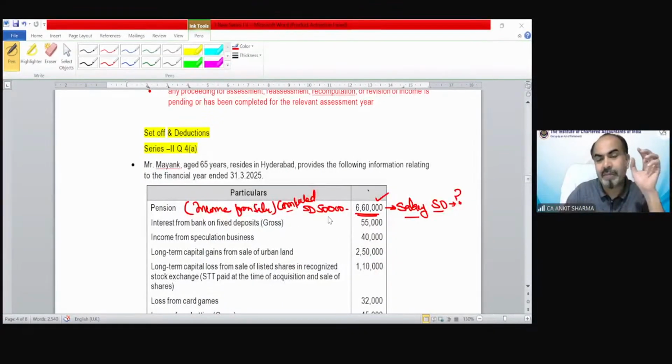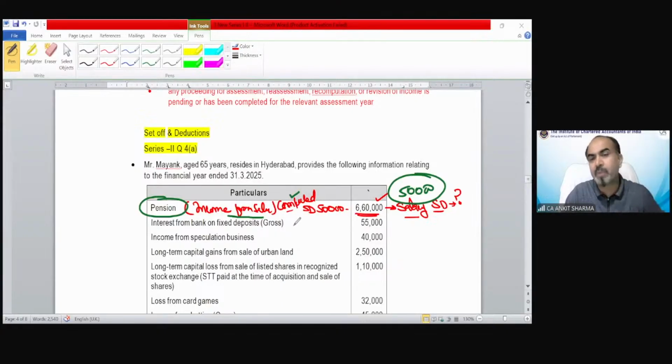So technically, if the word computed has been given in the question, or income from salary directly has been given, that means standard deduction treatment has already been done. But when there is only written salary, or salary received, or salary per month, or just pension, we do need to reduce the standard deduction. So in the solution, we will reduce 50,000 out of it. Clear?